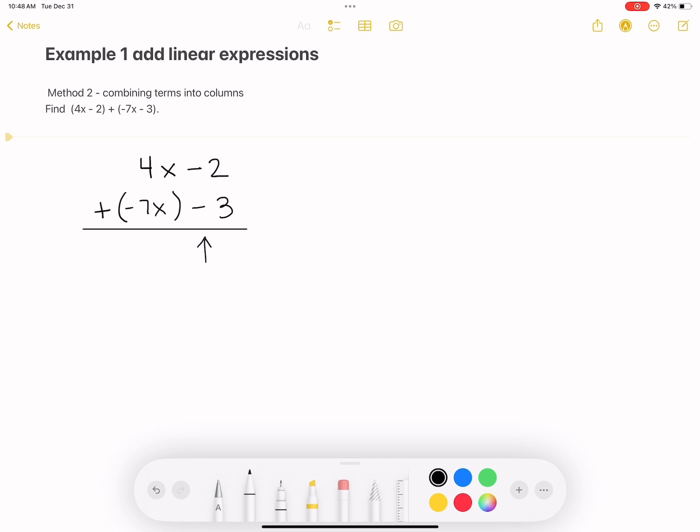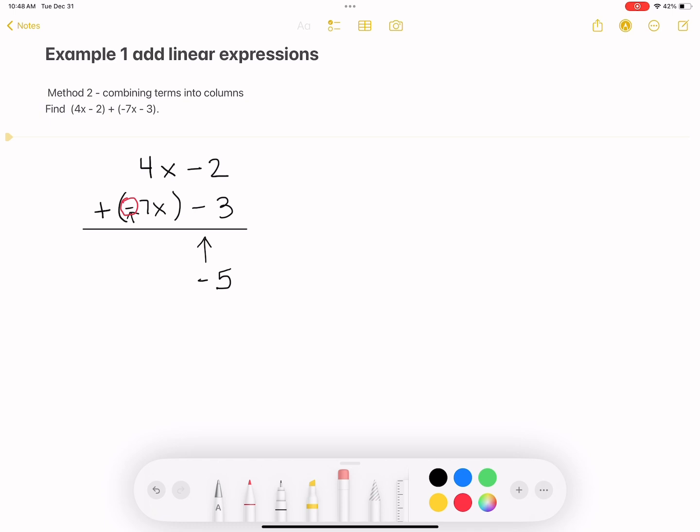Those are both negative, so they're going to remain negative. We're just going to add them together. So 2 plus 3 is 5. I brought down my negative sign. Now, here's where the catch is. I have a negative 7x.